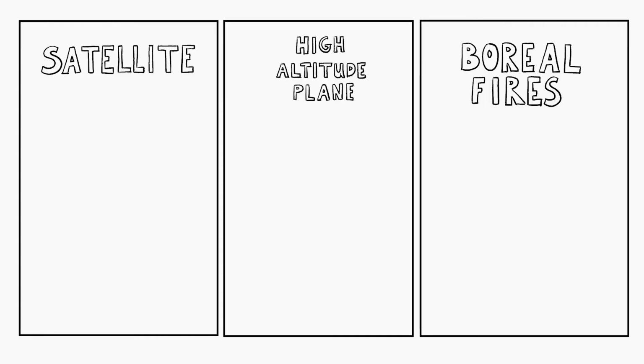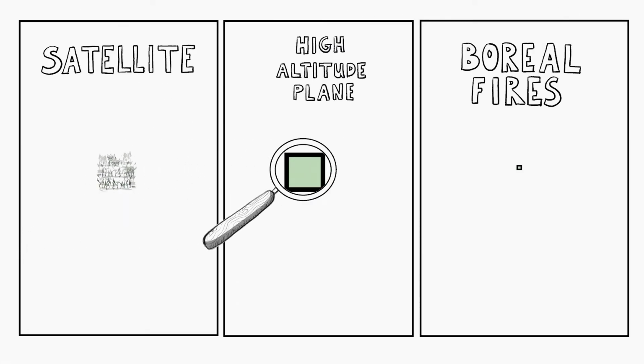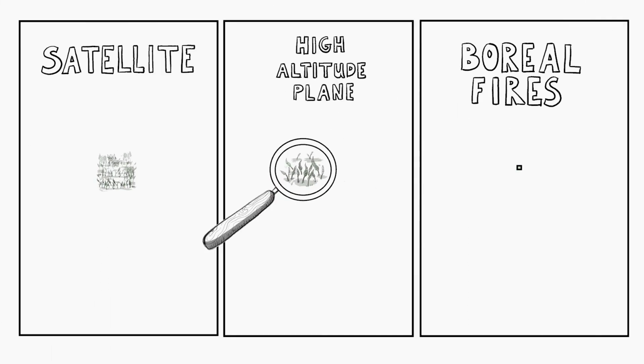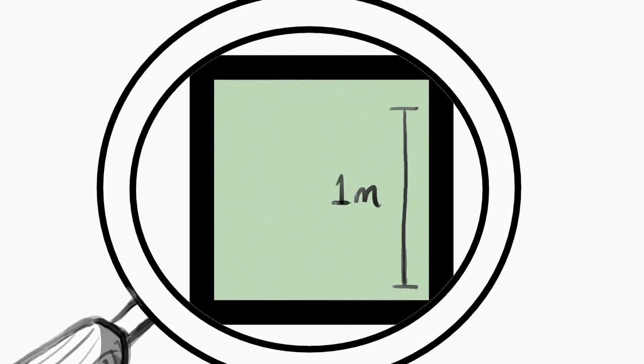Where a pixel from a satellite image represents a 30 by 30 meter space on the ground, and a pixel from an image captured from a high-altitude plane represents a 5 by 5 meter space, the Boreal Fires team is using a bush plane to collect hyperspectral images with pixels that will represent 1 by 1 meter spaces.